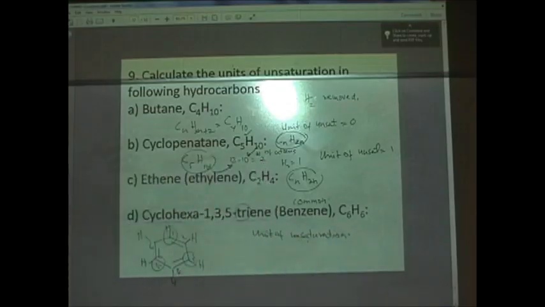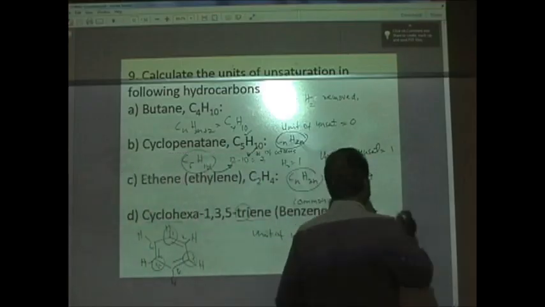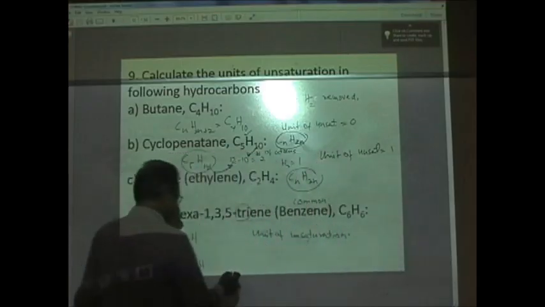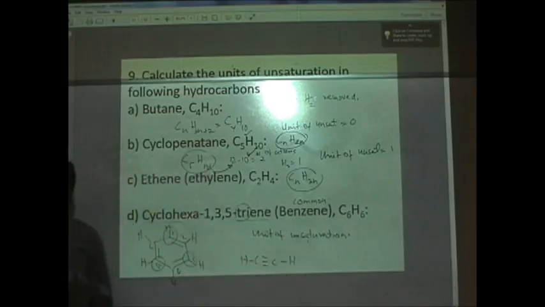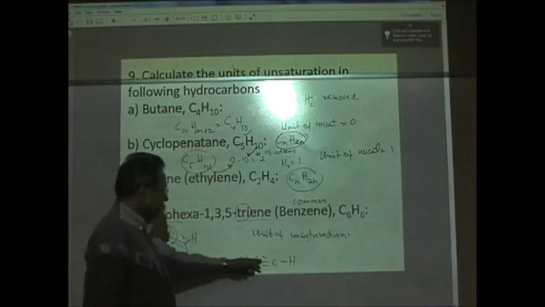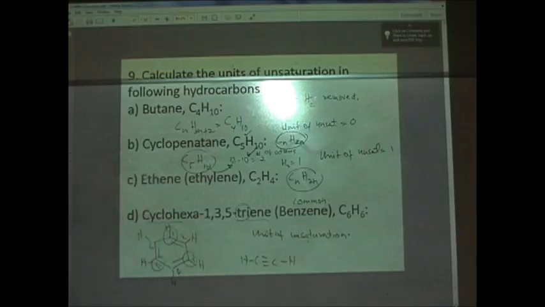Okay, what is the unit of unsaturation in this molecule? I'm trying to see whether you guys understand. What is it in acetylene or ethyne? What is the unit of unsaturation? How many units are there? 2. There's no ring in there. Therefore, this is 2 double bonds. Okay. 1 double bond is 1 unit. Okay, we did it. Number 2 is over, right?